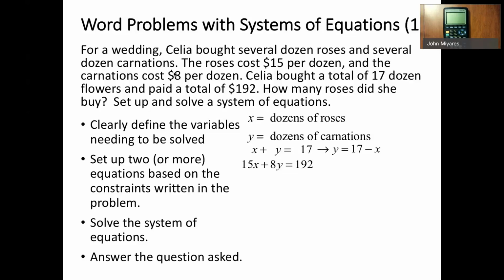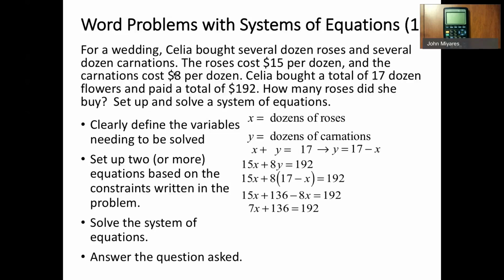So let's move the x to the other side in that equation so we can have y equals 17 minus x. Next, let's substitute that expression for y into the second equation. That will give us 15x plus 8 times the quantity 17 minus x equals 192. Distributing the 8 gives us 15x plus 136 minus 8x equals 192.